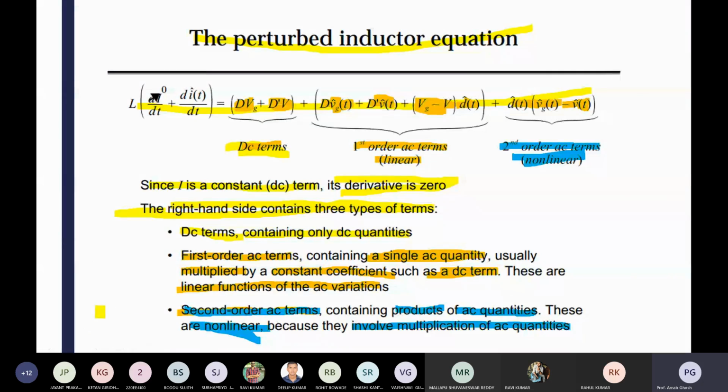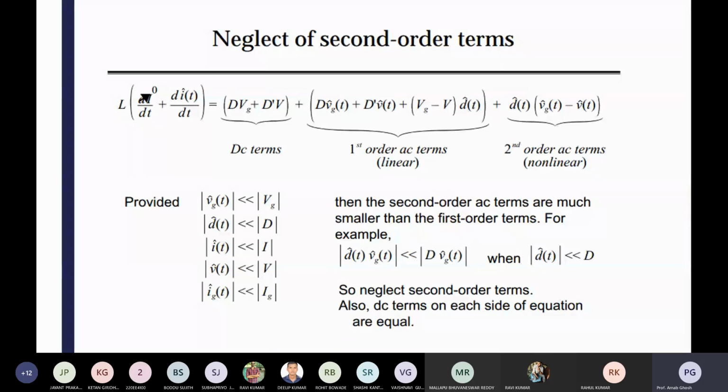Now you can say that if V cap T or any cap product is very much less than your DC term, so multiplying two small components, like a 0.01 component multiplying with a 0.001 component, after multiplication it will give a very small component. So sometimes you can neglect them. That is written over here. So neglect the second order term. Why are we neglecting? Because of that very small term.